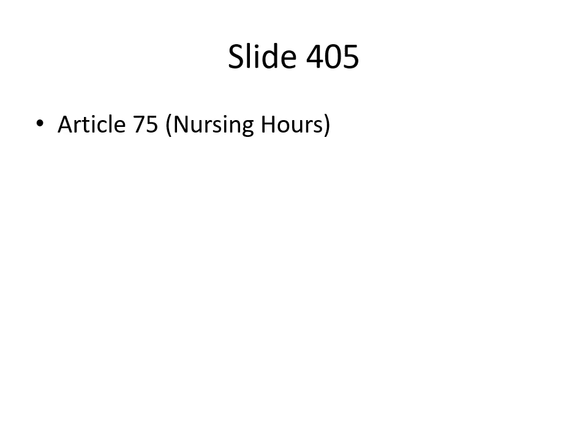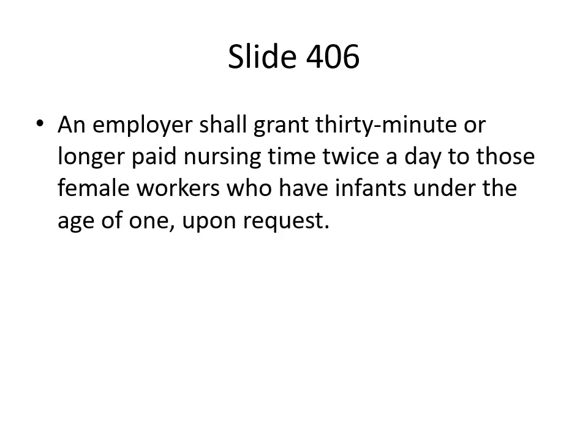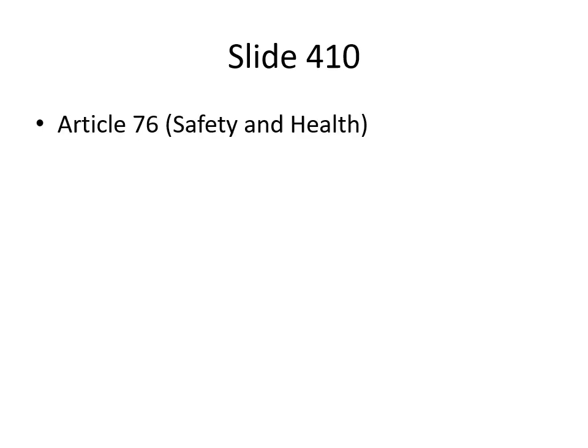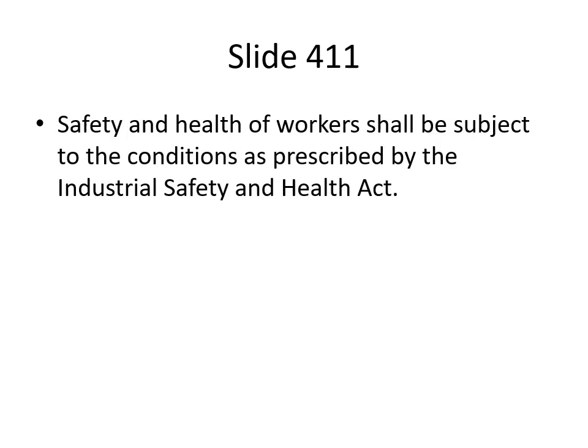Article 75, Nursing Hours. An employer shall grant 30-minute or longer paid nursing time twice a day to those female workers who have infants under the age of 1, upon request. Chapter V, Safety and Health. Article 76, Safety and Health. Safety and health of workers shall be subject to the conditions as prescribed by the Industrial Safety and Health Act.